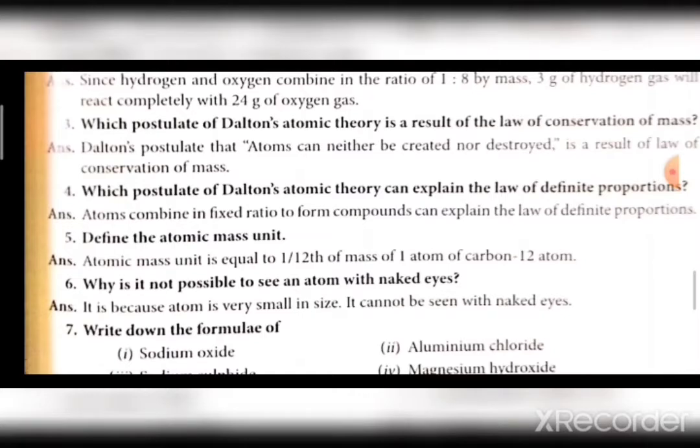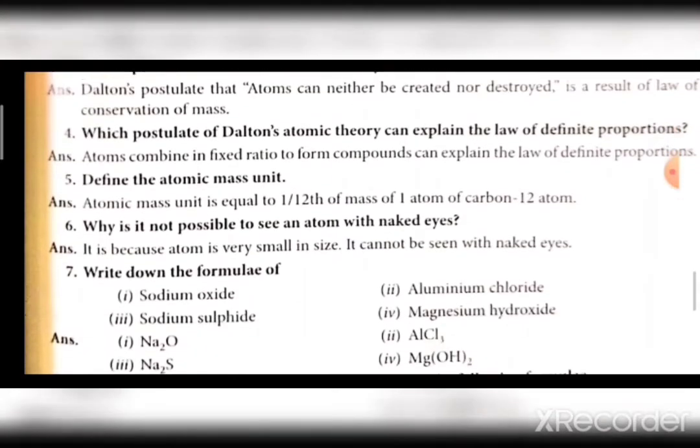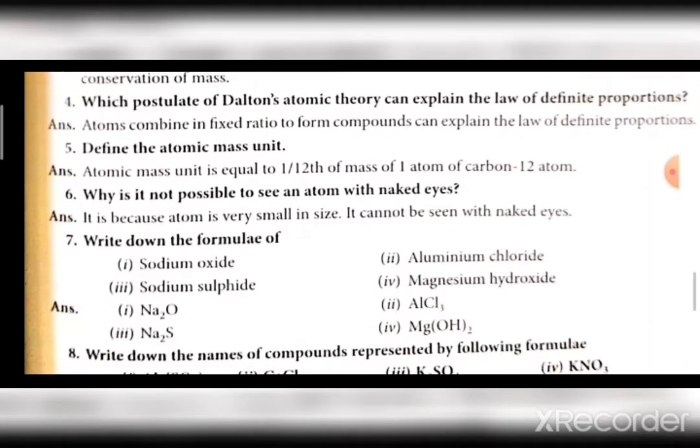Dalton's postulate that atoms can neither be created nor be destroyed is a result of law of conservation of mass. Which postulate of Dalton's atomic theory can explain the law of definite proportions? So it is, atoms combined in fixed ratio to form compounds can explain the law of definite proportions. Question number 5. Define atomic mass unit. That is given in your notes also, that atomic mass unit is equal to 1/12 mass of carbon 12 atom.